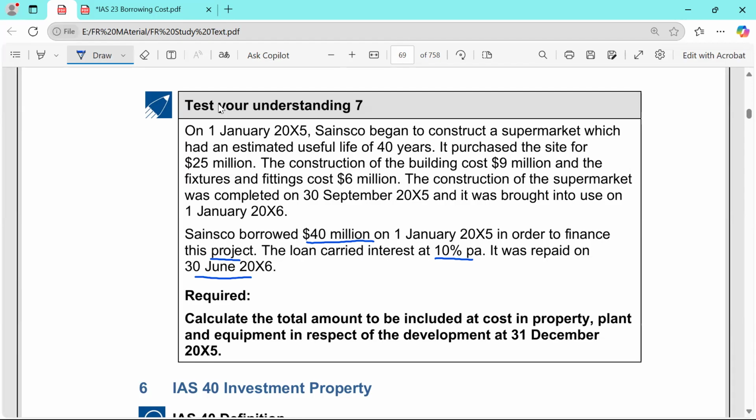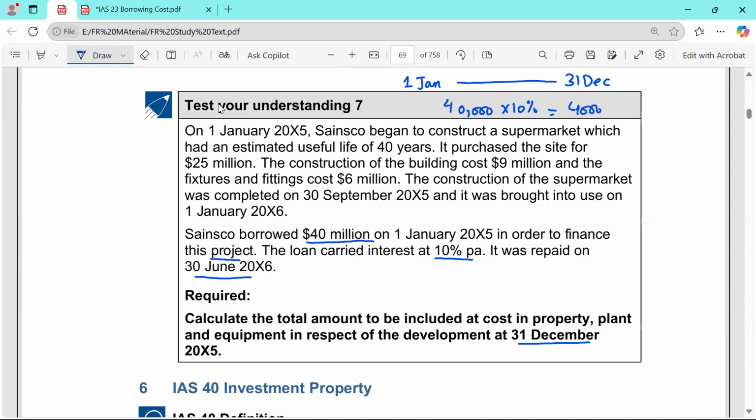So if I consider the timeline, when did I take out the loan? 1st January, and the year end is 31st December. We are considering this 31st December. And what is the interest cost? 40 million means 40,000. Let's do the working in triple zero, at 10%. So 4,000 is the interest cost that relates to this period.